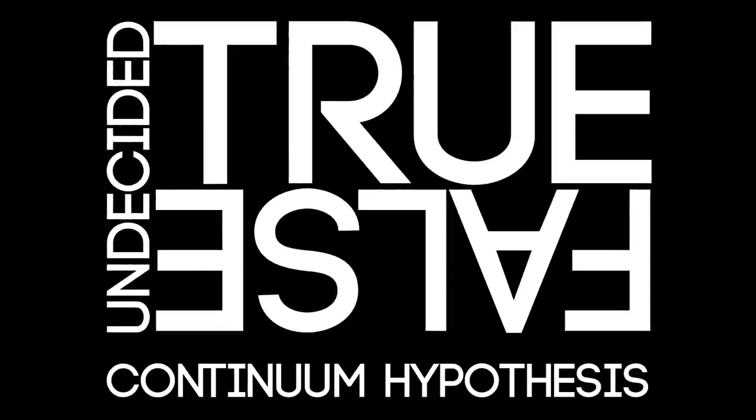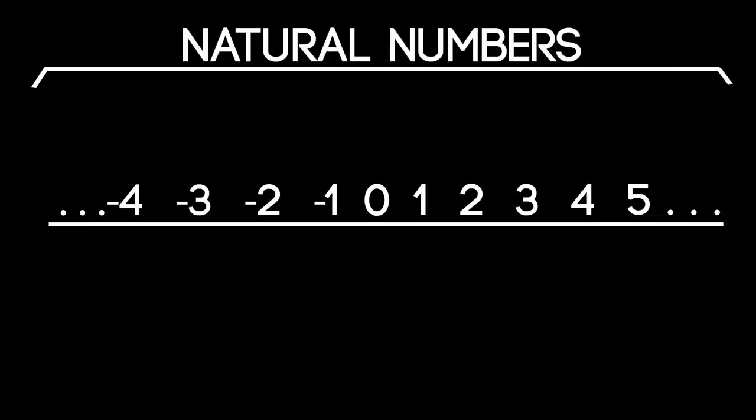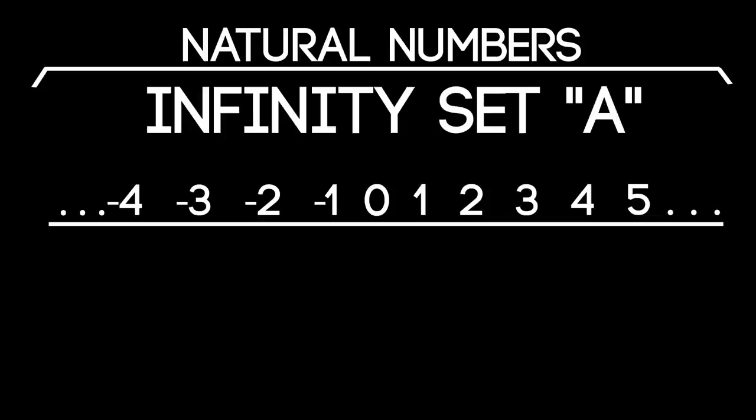And without getting into it too deeply, the basic idea is this. We have a number line that runs to infinity in either direction. So you have 1, 2, 3, 4, 5, etc. And on the other side, we have minus 1, minus 2, minus 3, minus 4, etc. These are all natural numbers. And let's call the infinity that goes off in either direction infinity set A, which is all of the natural numbers. 1, 2, 3, 4, minus 1, minus 2, minus 3. All those numbers, infinity set A.